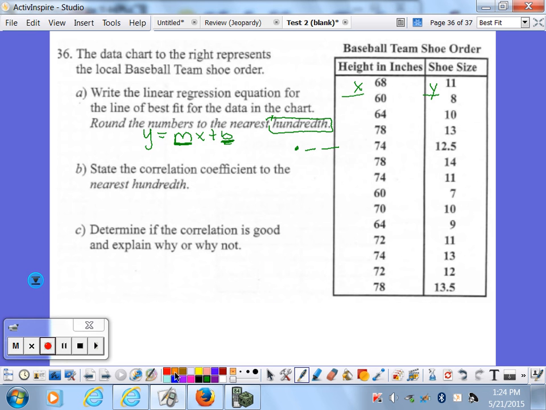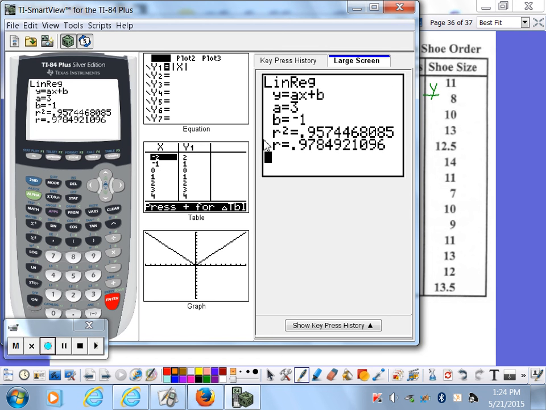B is asking for the correlation coefficient. This was that small letter r, lowercase r, that you saw on your calculator when you did your linear regression. So I'm just pulling up mine from earlier. The small letter r is right here. That stands for correlation coefficient.